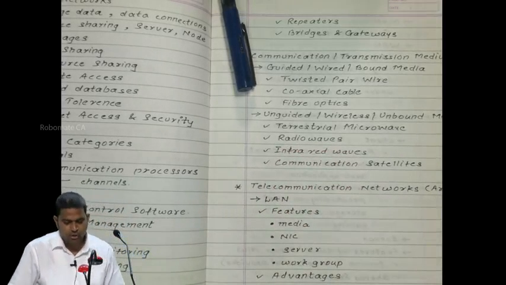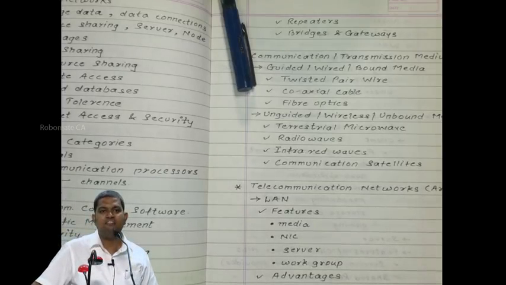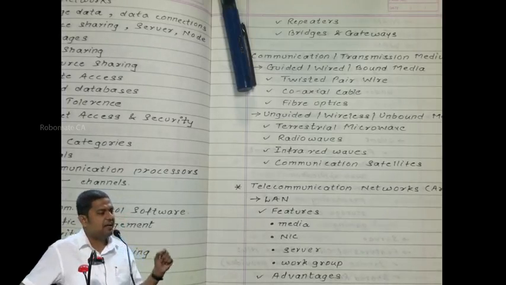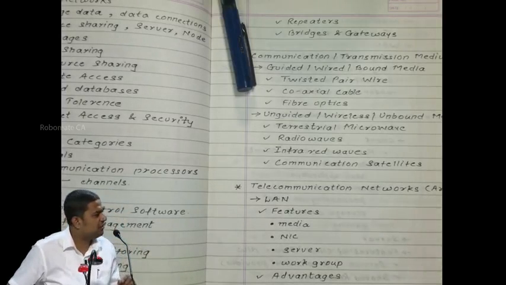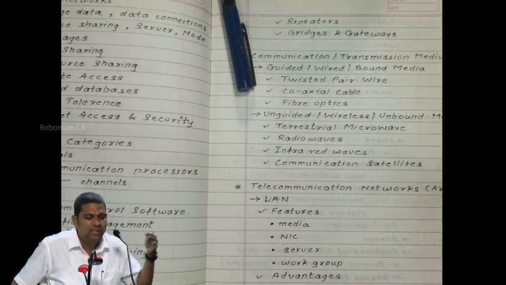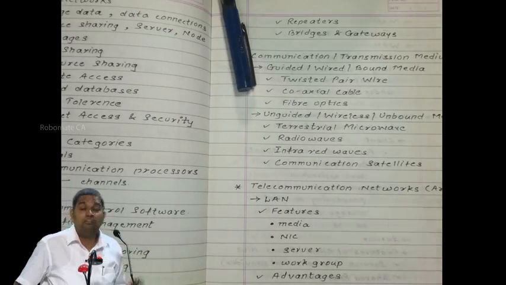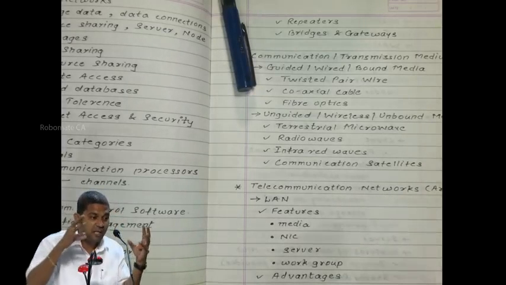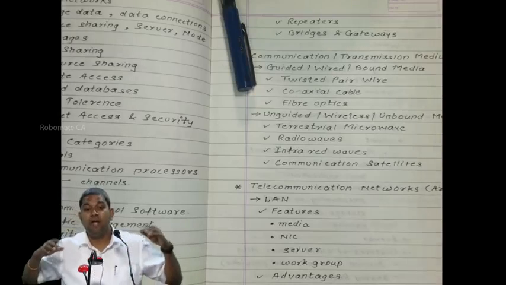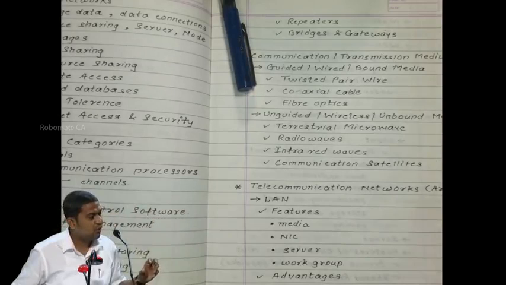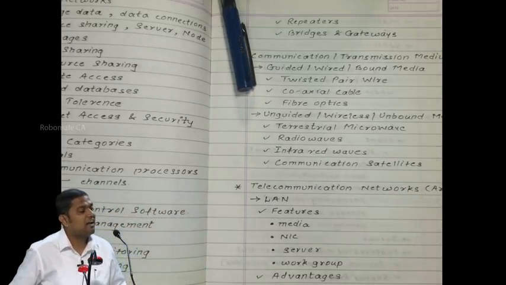Then the next one is called infrared waves. Infrared waves are again a variation of radio waves, and they can travel only a very small distance. With the help of infrared technology, we are able to develop gadgets with which we can see at night. Night vision goggles are actually using infrared waves.